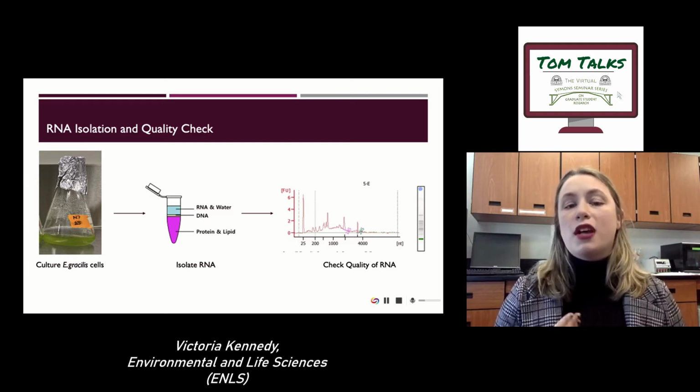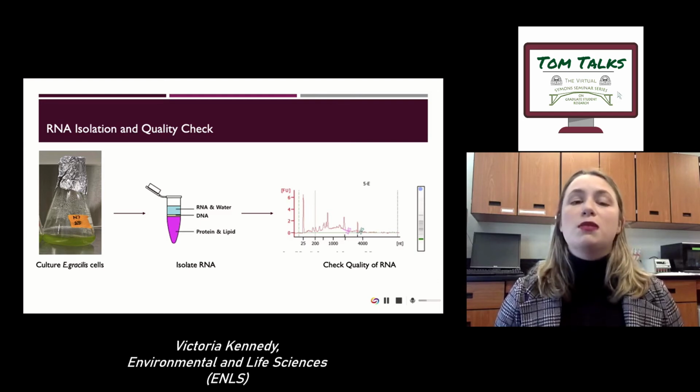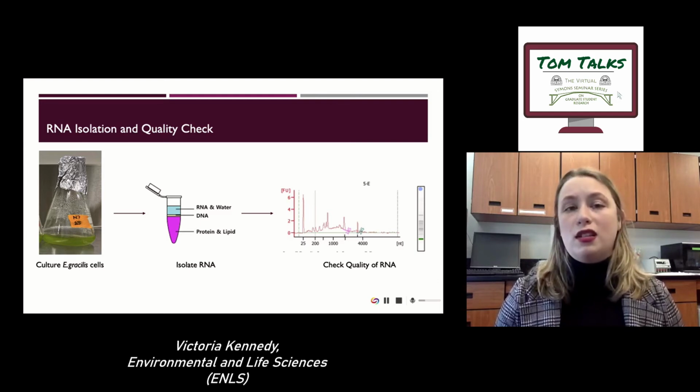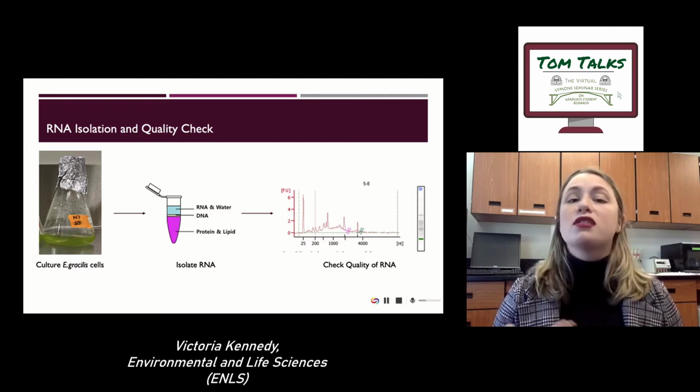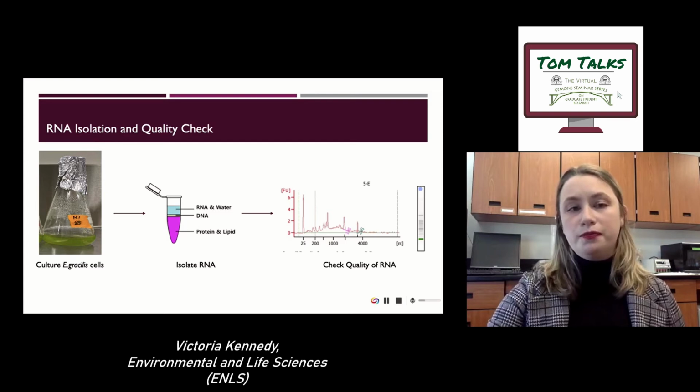And when I say we're checking the quality, we're looking for a couple different things. We want to make sure that our quantity of RNA is good, so we want to make sure we have high concentrations. And we also want to make sure that when we did that organic extraction, we didn't actually take any of the protein or lipids or DNA with it. So we want to make sure that it's pure RNA that we have isolated. And we also want to make sure that it's not degraded in any way or damaged, that it's all intact and good for sequencing.